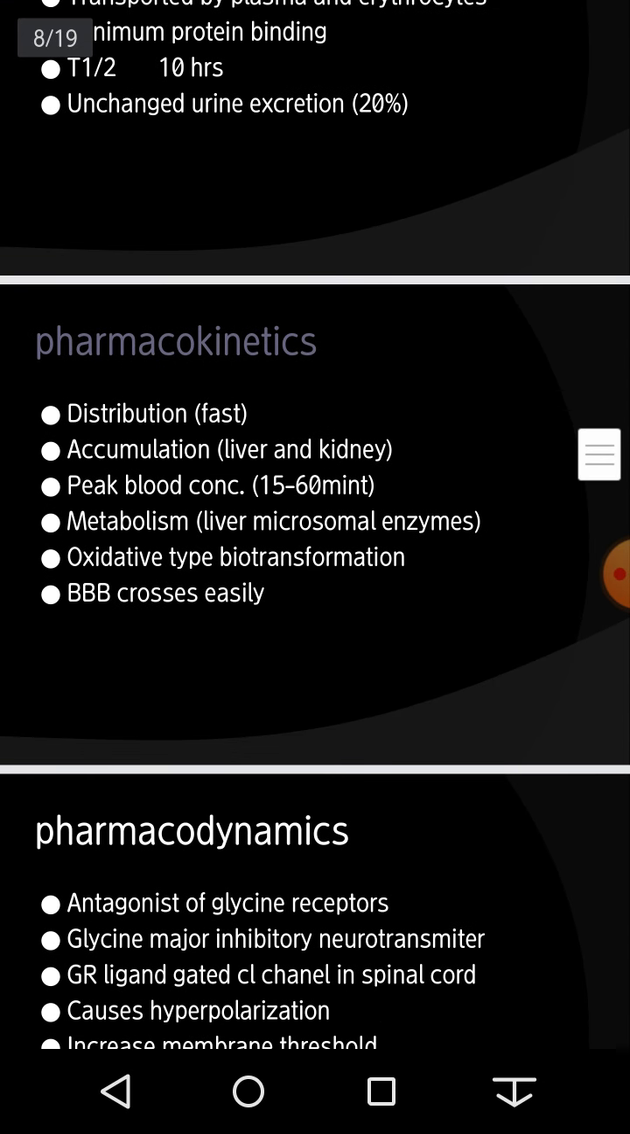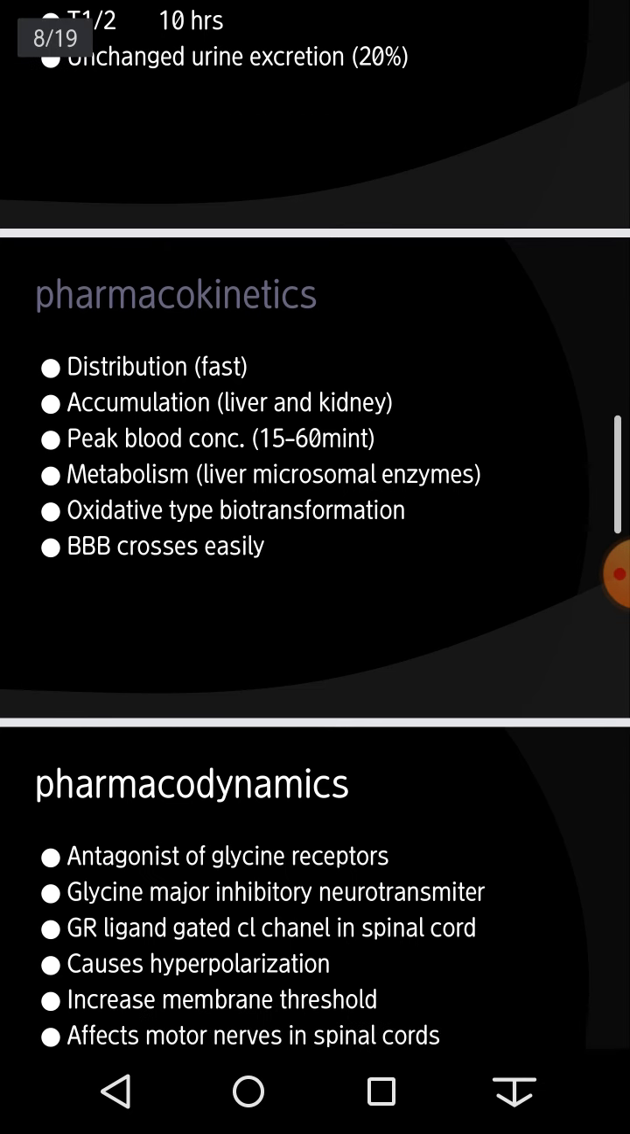Now in pharmacokinetics, the distribution is very fast. Its accumulation occurs in the liver and kidney. Peak blood plasma concentration occurs from 15 minutes to 60 minutes. Metabolism occurs in liver microsomal enzymes, and that metabolism is oxidative biotransformation. The blood-brain barrier can be crossed easily.